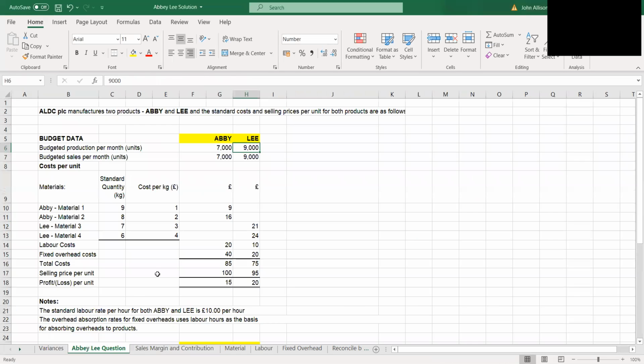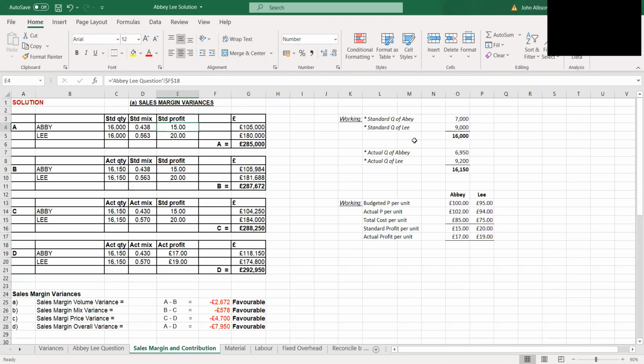The standard profit, I think it's given to us in the question here. If it wasn't though, the standard profit will be the budgeted selling price, remember, this is budgeted data, take away the total cost. So for Abbey, it'll be 100 take away 85, and for Lee, it'll be 95 take away 75. That gives us a standard profit per unit of £15 for Abbey and £20 for Lee. So we put these numbers in here.